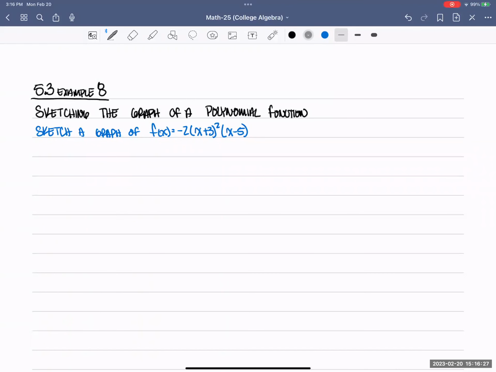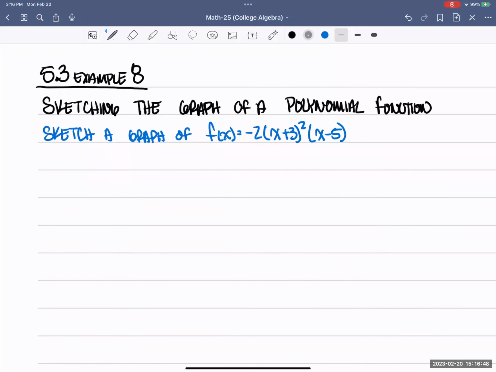Section 5.3, example 8, sketching the graph of a polynomial function. Sketch the graph of the function f of x is equal to -2 times (x plus 3) squared times (x minus 5). To graph these, let's start with our end behavior. With our end behavior, we have to first find our leading term.